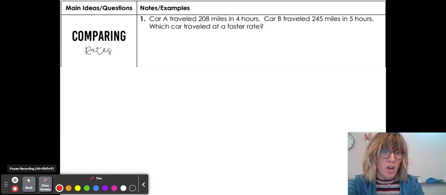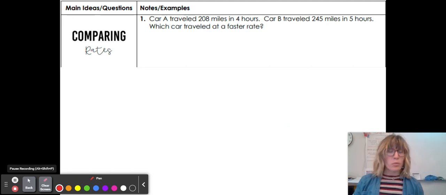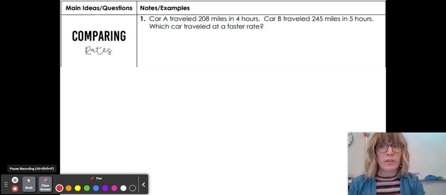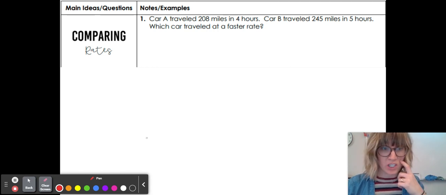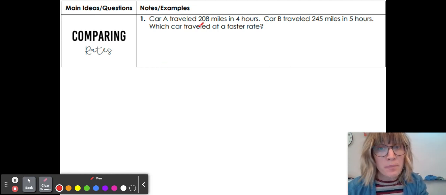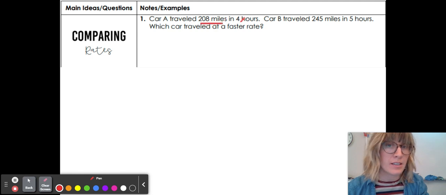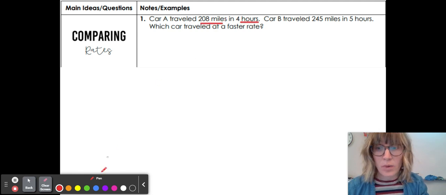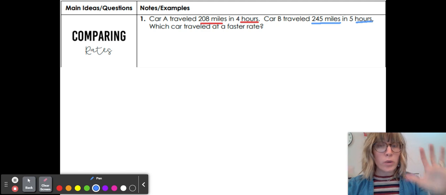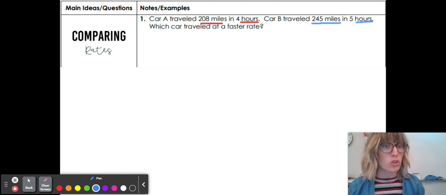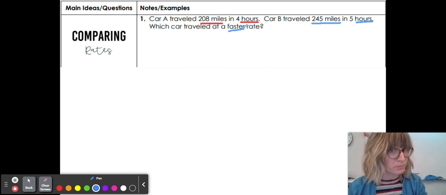All right. So now that you know about a rate, which is a special type of ratio, we're going to compare rates. So in this case here, we've got a driving situation. We've got a car that's traveling a certain distance in a certain amount of hours, and then we have another car that's traveling its own set of miles in a certain amount of time. And so we want to compare these two rates and figure out who's going, in this case, faster. Okay.